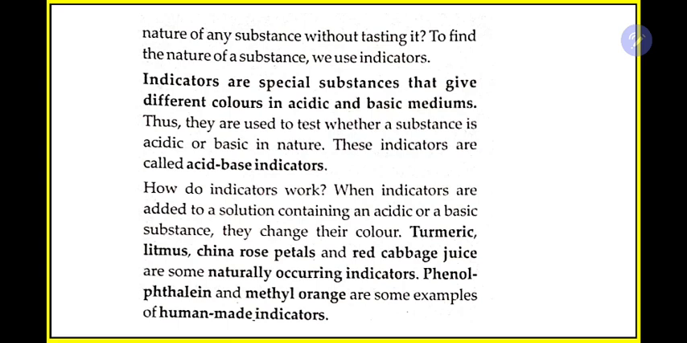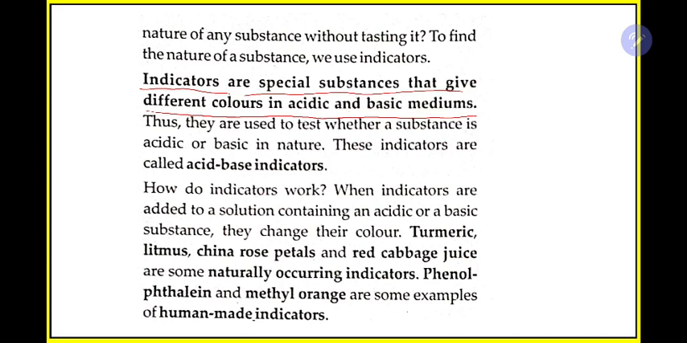So what are indicators? Indicators are special substances that give different colors in acidic and basic mediums. They are substances which give different colors in acidic or basic mediums based upon the presence of different groups, and based upon the different colors they produce, we can classify whether it is an acid or a base.